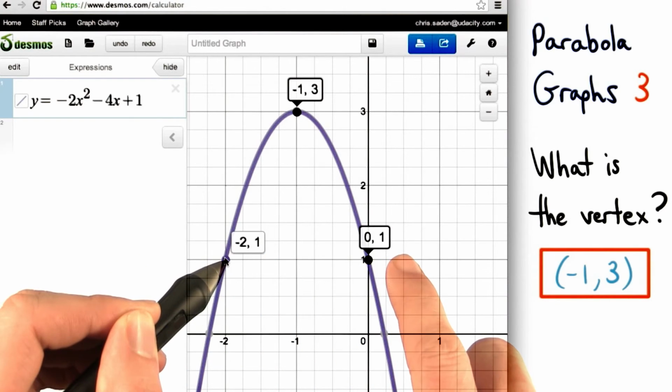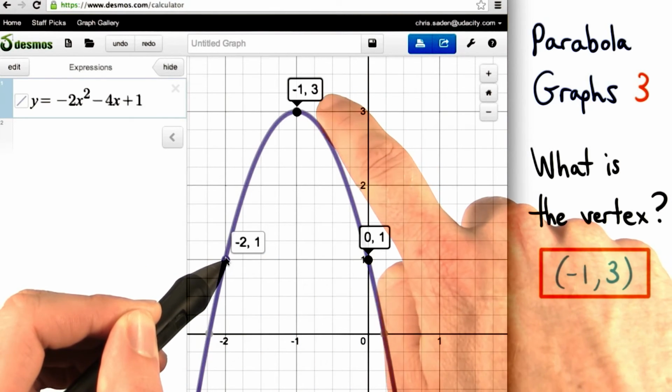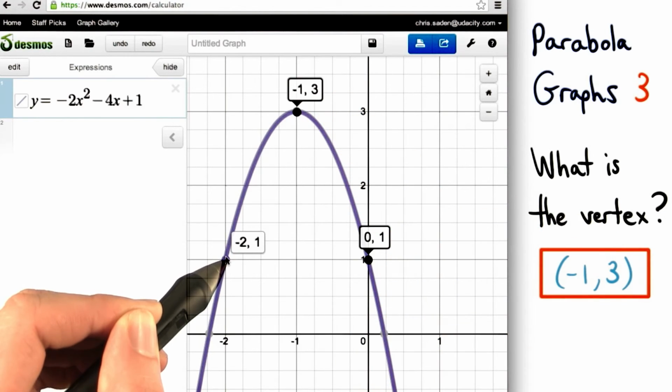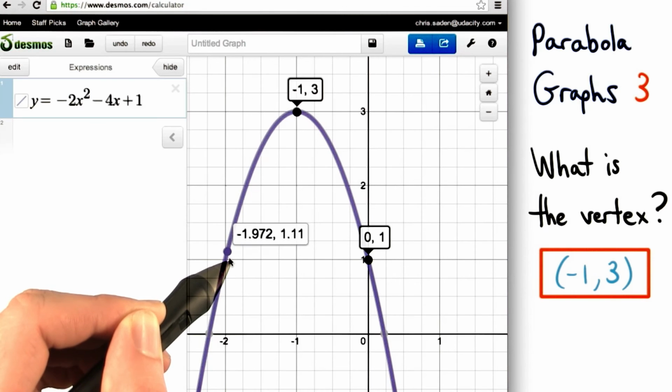Notice how the y-coordinate here and here are 2 less than the y-coordinate of the vertex here. This is why the a value is so important when it comes to graphing parabolas. It makes our graphing much more simple.